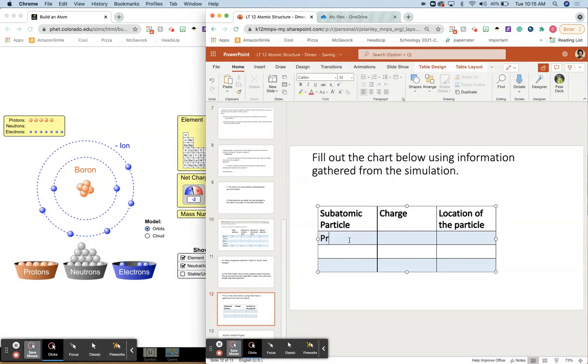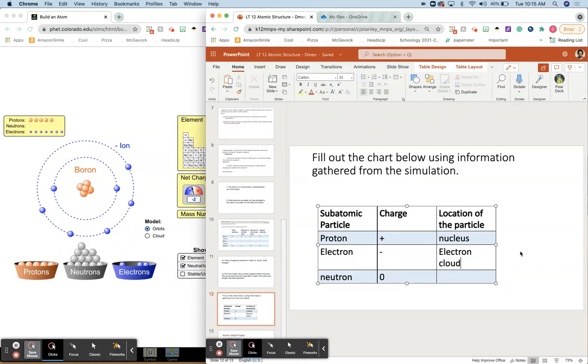All right, I need you to go ahead and do this. Subatomic particles are protons, electron, and the neutron. For charge, your proton is positive, your electron is negative, your neutron does not have a charge, so we put a 0. The proton is in the nucleus. The electron is in the electron cloud. And the neutron is also in the nucleus.